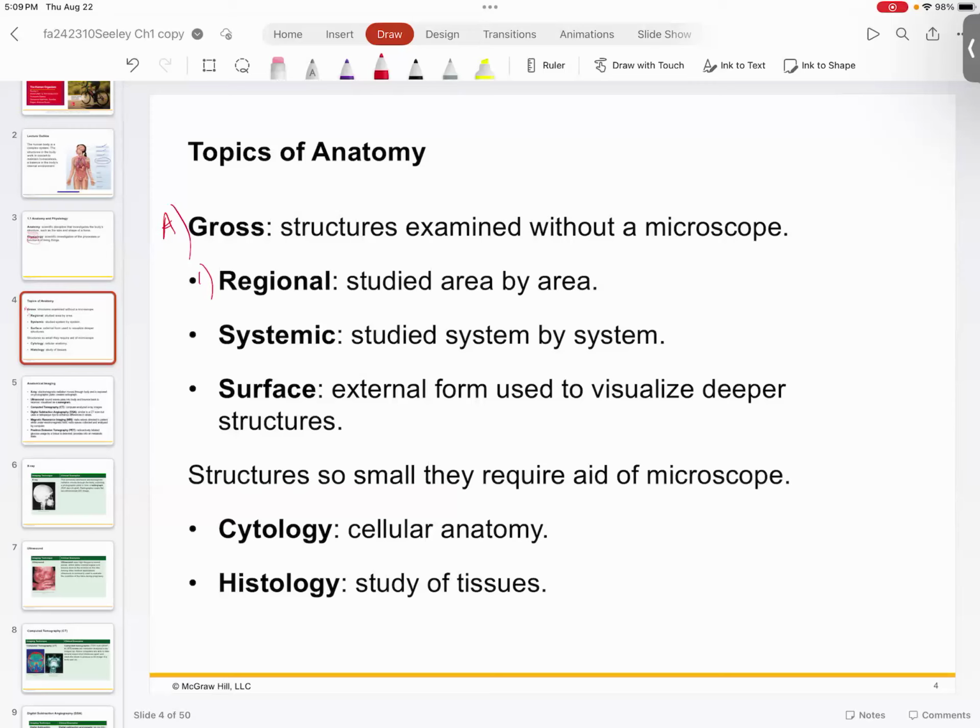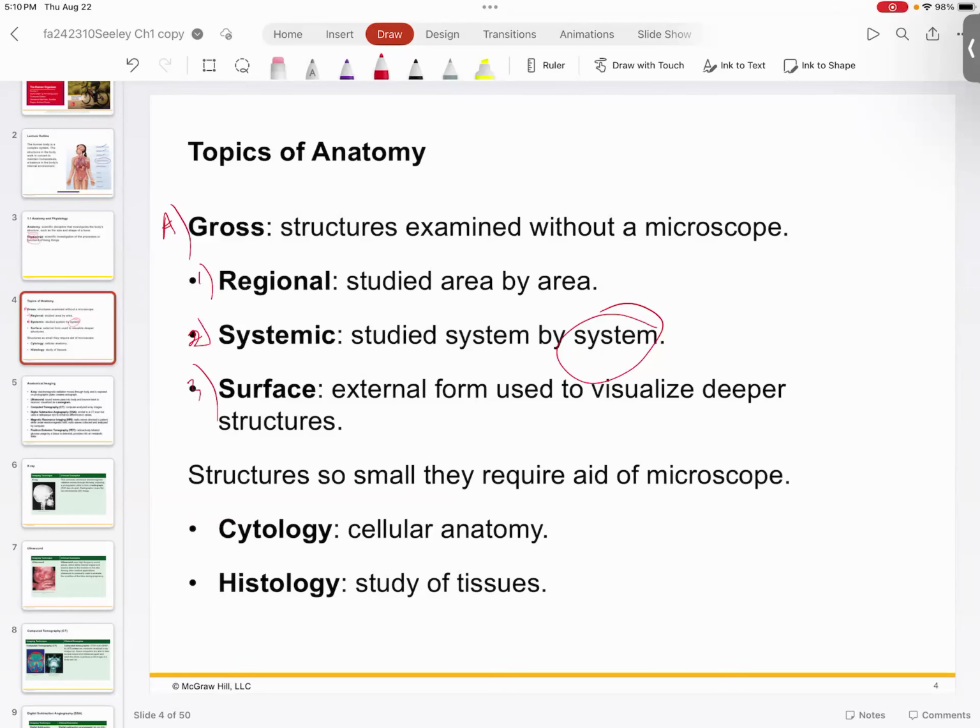For instance, regional anatomy is studying by area. A podiatrist, for example, would be focused on the region of the foot. Systemic anatomy is if you choose to focus on a system. For instance, if you are looking at the respiratory system, you may be focusing on the structure of the lungs.